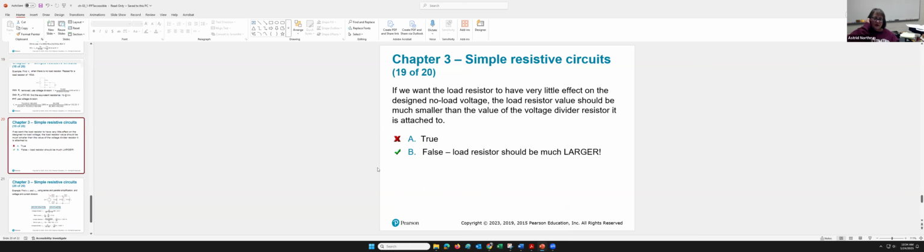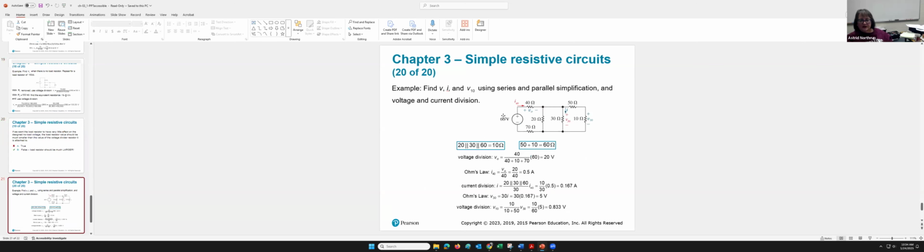Okay, so the question is, if we want the load resistor to have very little effect on the designated no load voltage, should the load resistor value be much smaller? No, because in parallel, you want it to be much larger because it's 1 over.